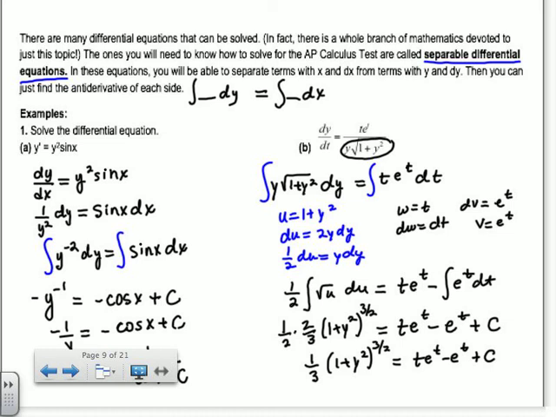Now, if I wanted you to solve for y, what would you need to do? You'd multiply by 3 first. Then you'd raise it to the 2/3 to get rid of the 3/2. Subtract 1 and take the square root. I'm not going to make you guys do that. So that one, you can leave like that.